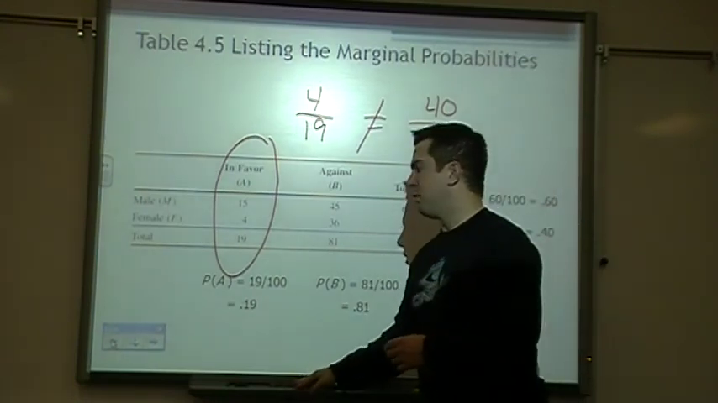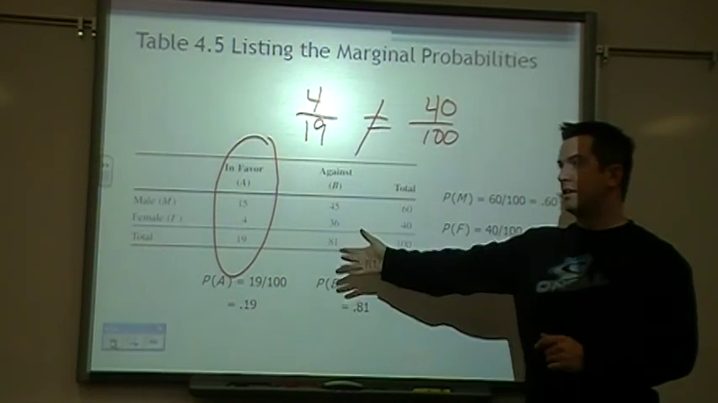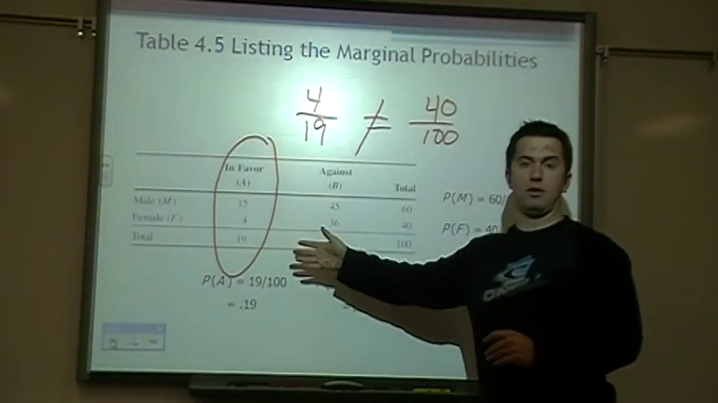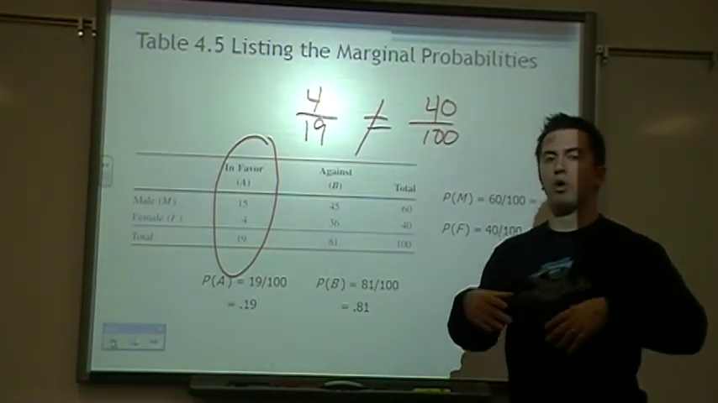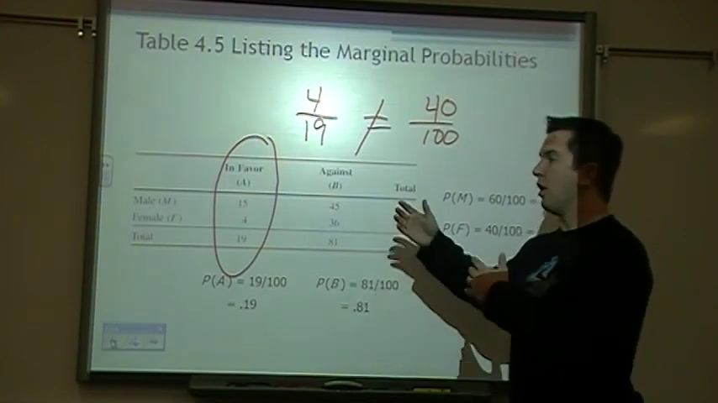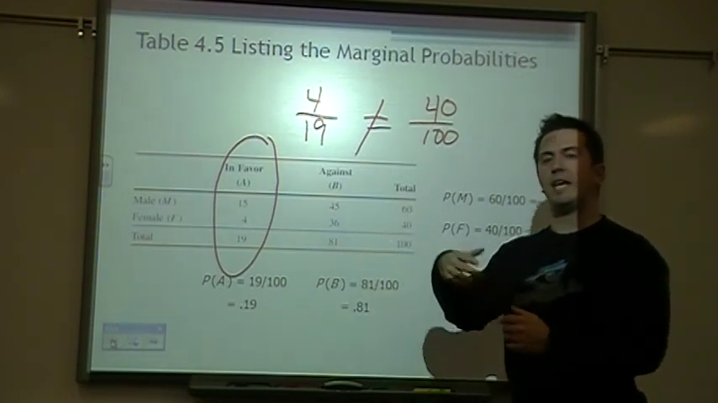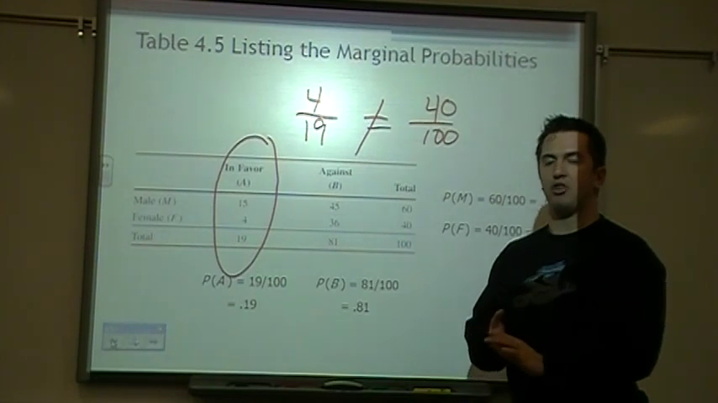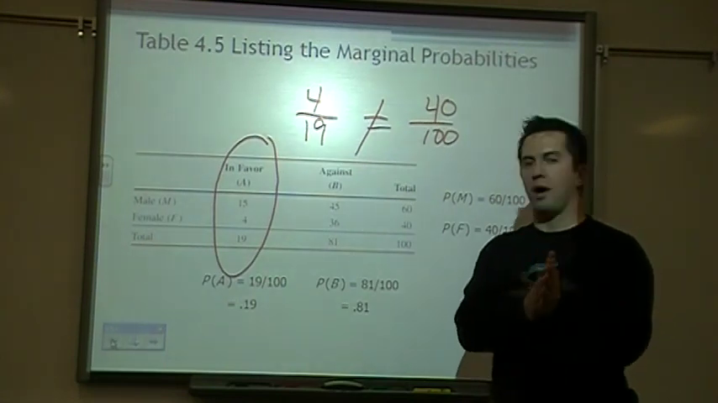I really hope this helps. Again, if you get stuck, give me a call or email me, and we'll work through these together. This was marginal and conditional probability, independent, dependent events, and mutually exclusive events.